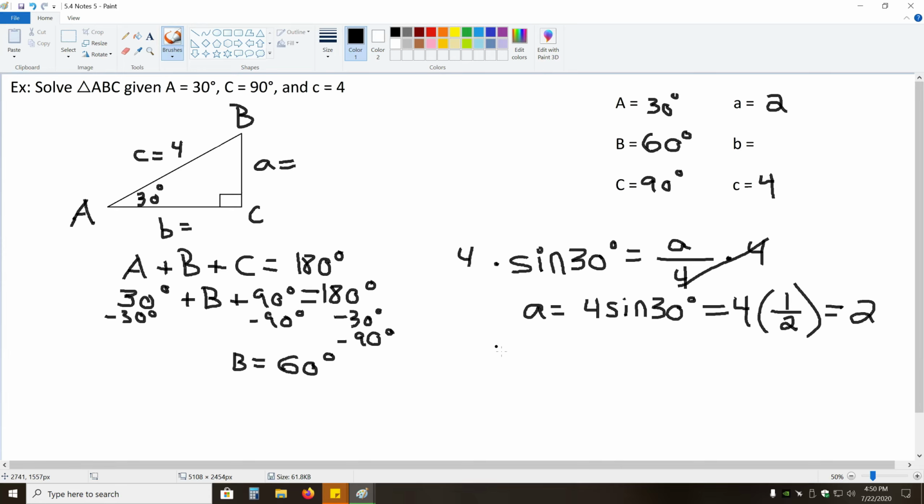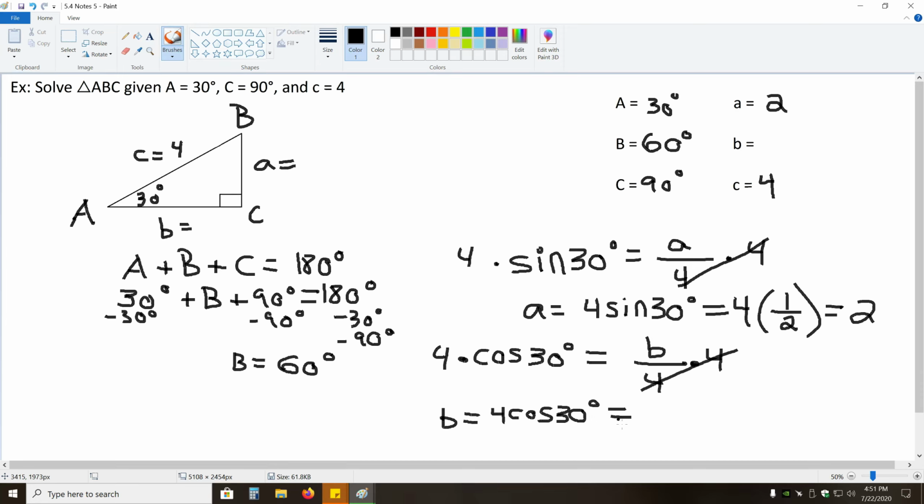Well, notice if we take cosine of 30 degrees, then that would be equal to the adjacent of the 30 degrees, which is B, divided by the hypotenuse, which is 4. Again, multiplying each side by 4, the 4's will cancel out on the right, leaving us with B equals 4 times cosine of 30 degrees. And we know cosine of 30 degrees from our angle chart that we introduced earlier is equal to the square root of 3 over 2.